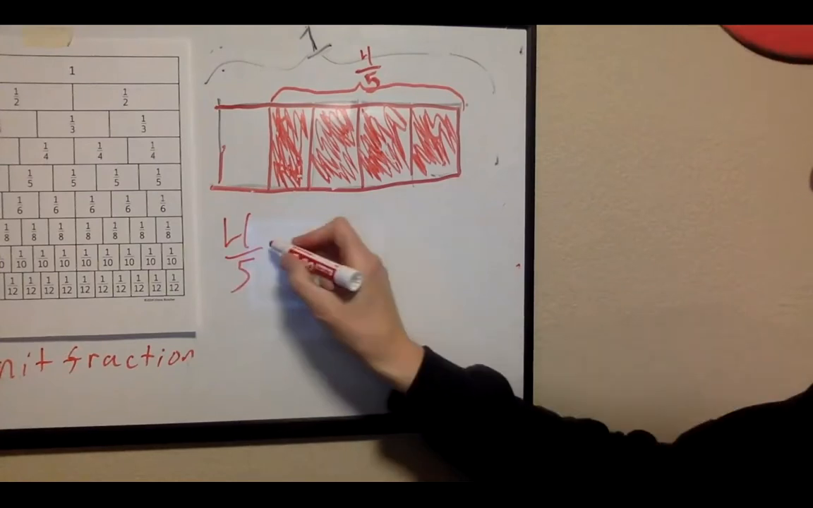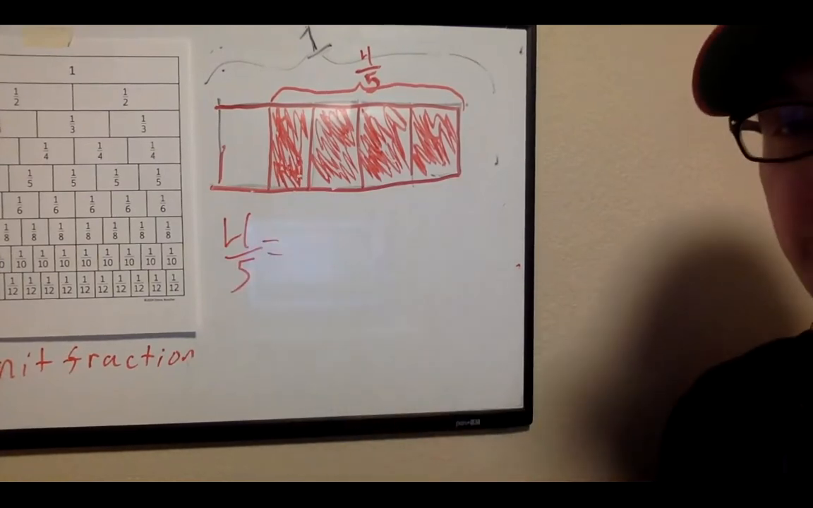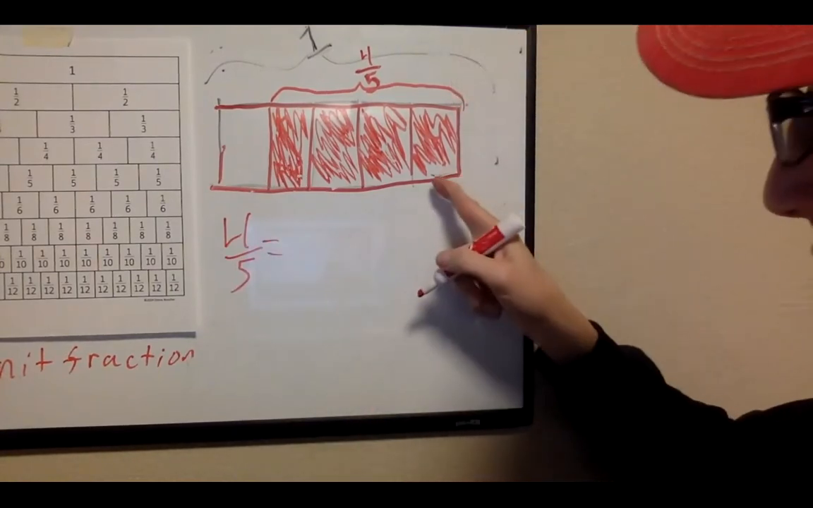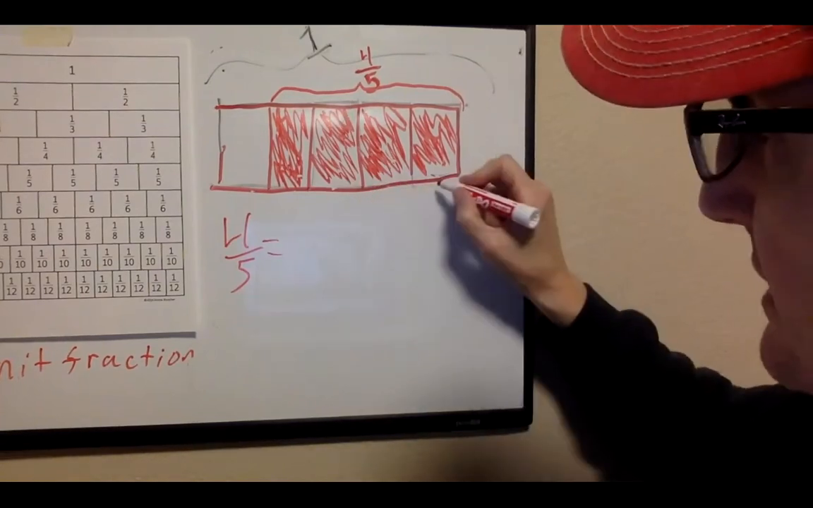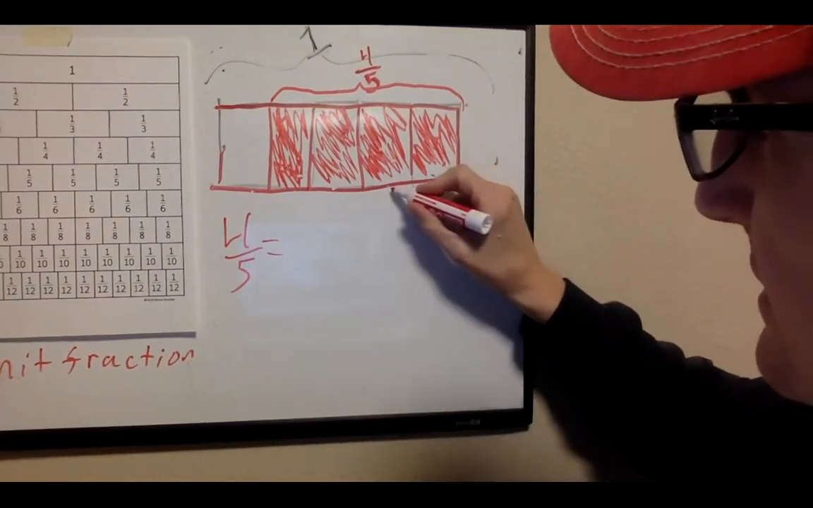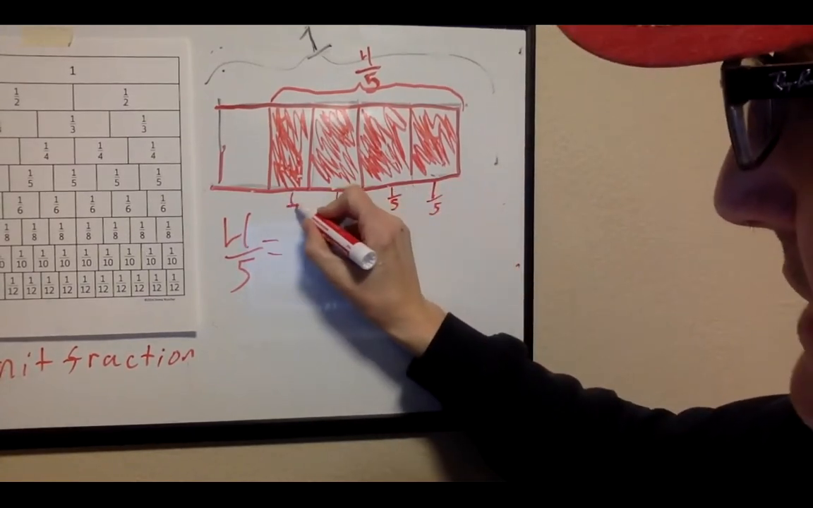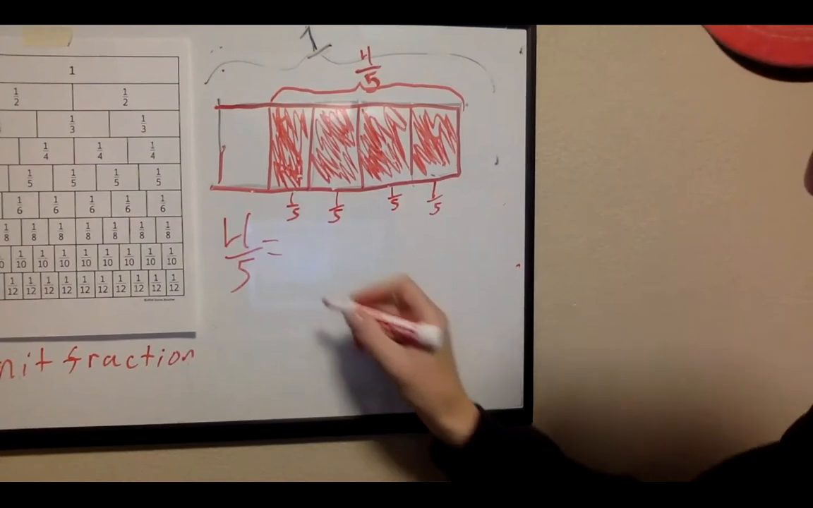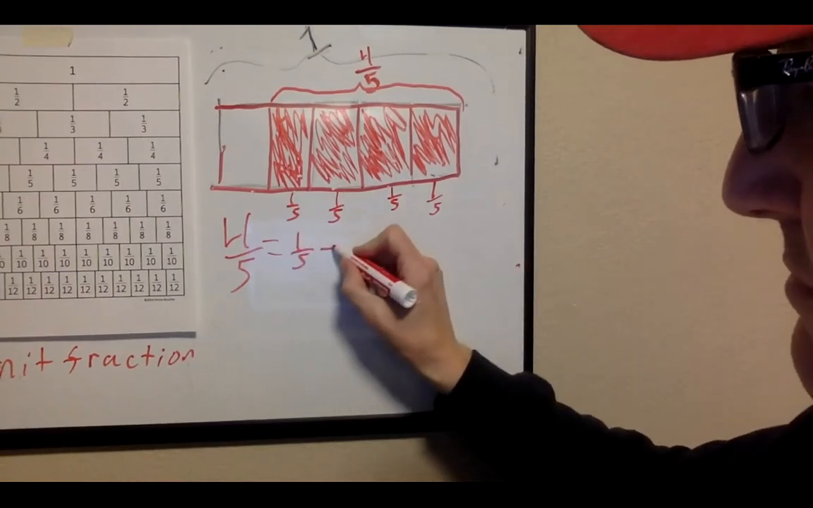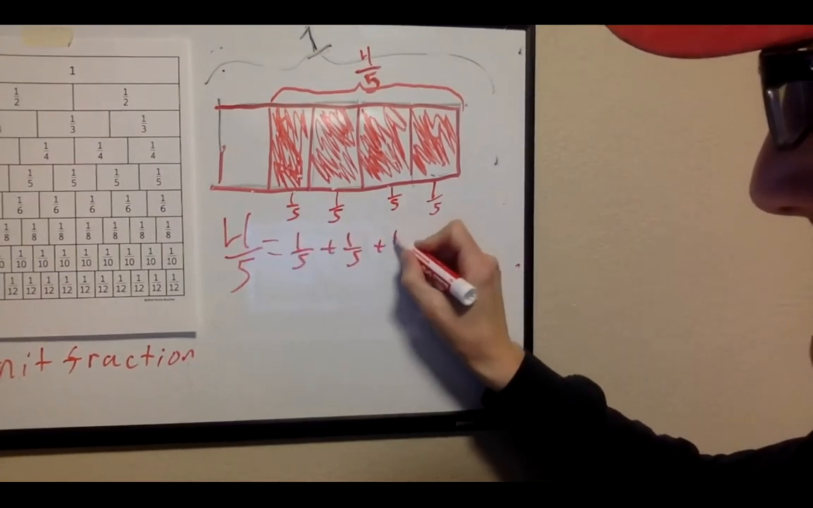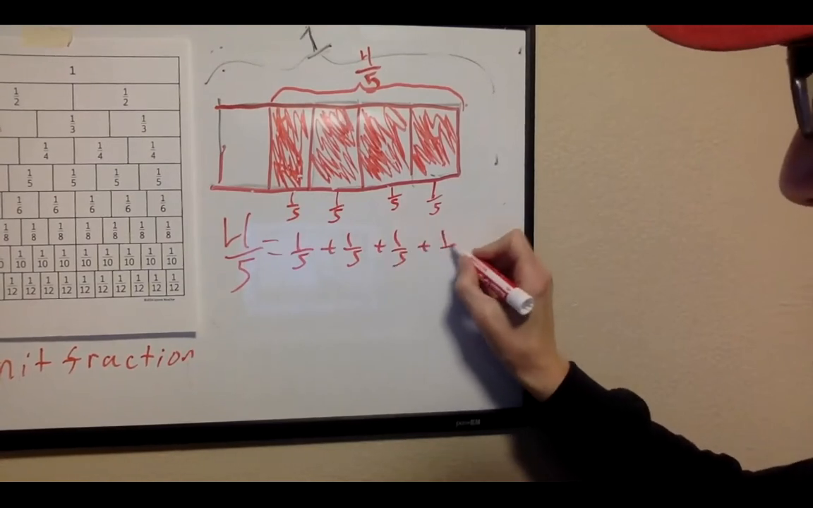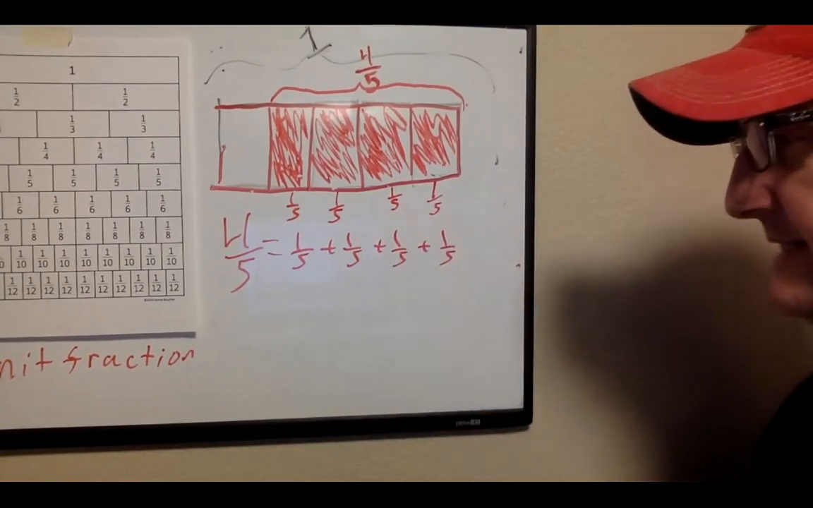Well, let's decompose it. Let's start with unit fractions, right? That means we look at each individual one. We know that this is 1 fifth. This is 1 fifth. That's 1 fifth. And that's 1 fifth. So we know that 4 fifths is 1 fifth plus 1 fifth plus 1 fifth plus 1 fifth. Just like that.